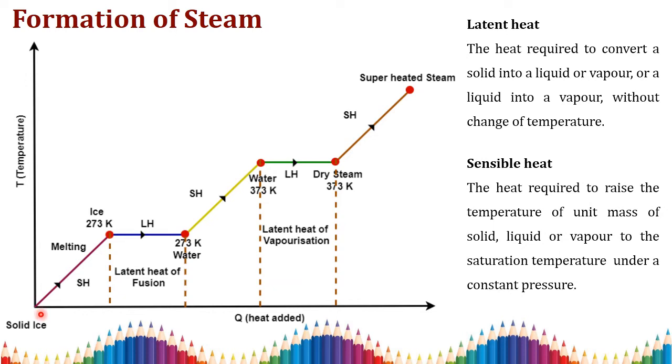When you heat this ice, its temperature rises to 0 degrees Celsius. Then that 0 degrees Celsius ice is converted into 0 degrees Celsius liquid by giving latent heat. Here, you observe that there is no change in temperature. The 0 degrees Celsius ice is converted into 0 degrees Celsius water without rising in temperature. So this heat is called latent heat, and this process is called the latent heat of fusion.